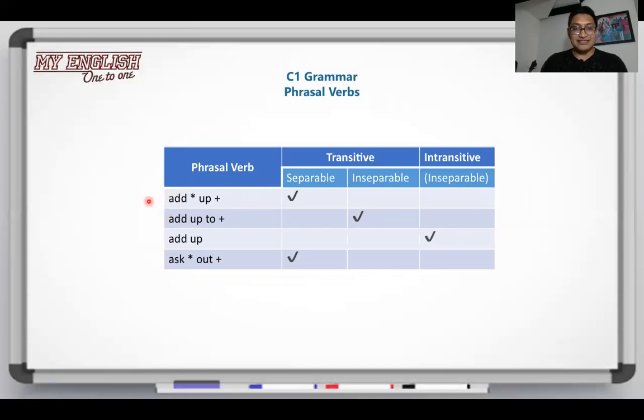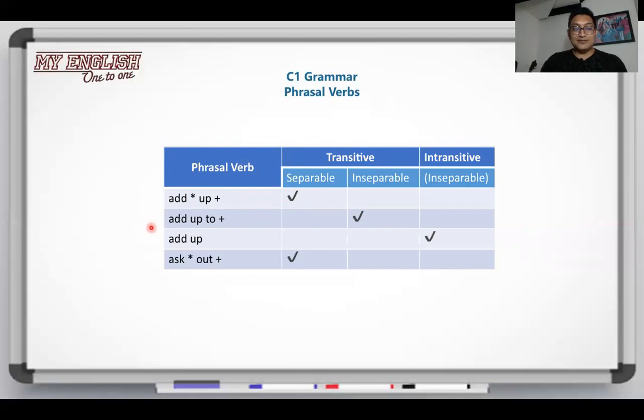Let's check these 4 phrasal verbs, and we're going to use these symbols to detect if they are transitive, intransitive, separable, or inseparable. Let's see the verb adapt. As you see, it has an asterisk and a plus symbol. A plus symbol means it is transitive, and an asterisk means it is separable. Therefore, adapt with an asterisk and a plus is a separable transitive phrasal verb.